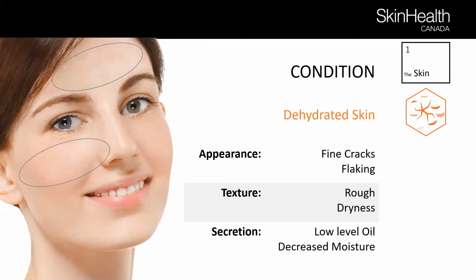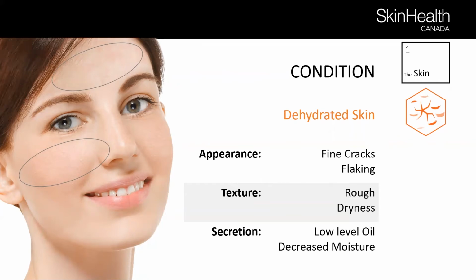So when we're looking at diagnosing dehydrated skin, we're looking at two key areas: the forehead and the cheek, because that's where it's going to show up most prevalently and most commonly. And what you're seeing here is we're looking at three different categories. We're looking at appearance, texture, and secretion. So how do these three factors play in?